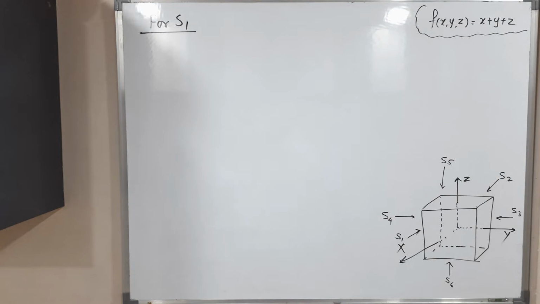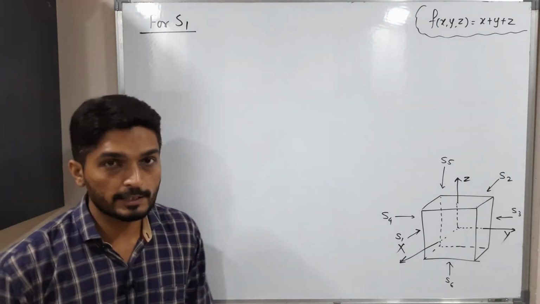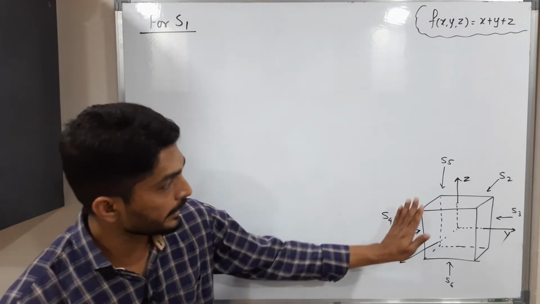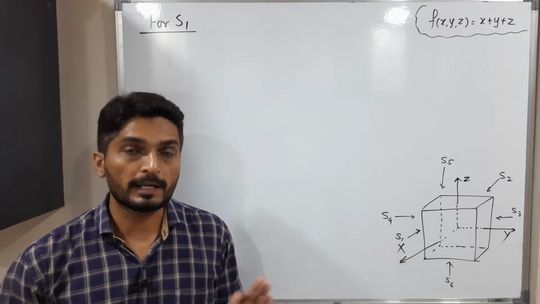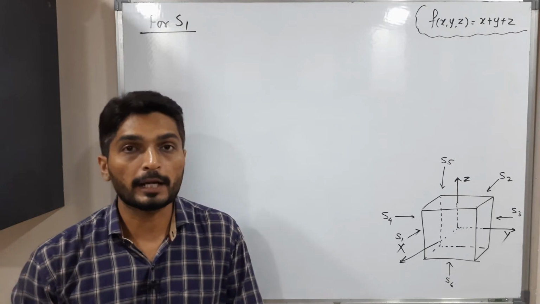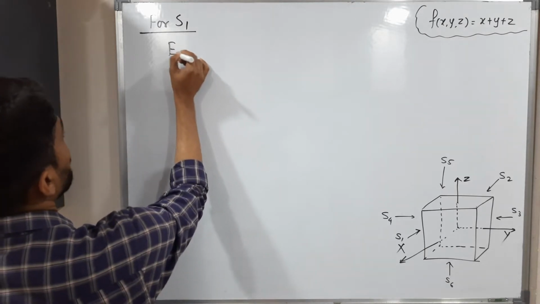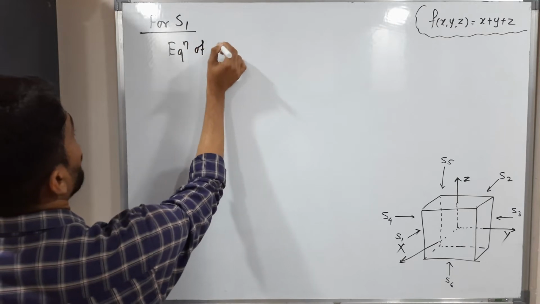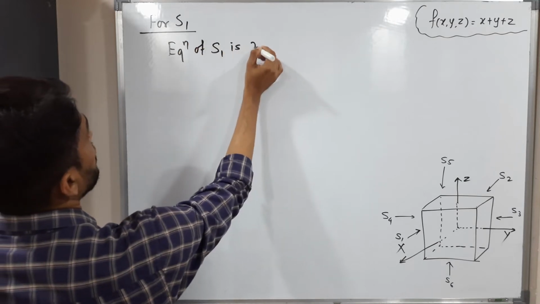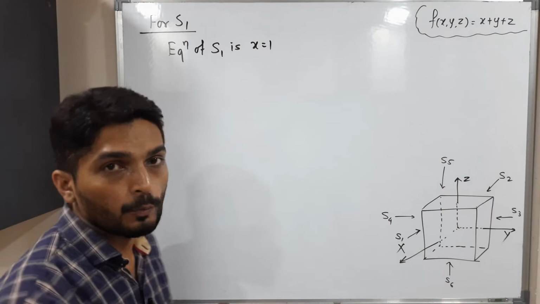First of all, I am going to find the value of the surface integral over this surface S1. Surface S1 means the front surface, which passes through x is equal to 1 and is parallel to the yz plane. So let me write the equation of S1. The equation of S1 is x is equal to 1, right?